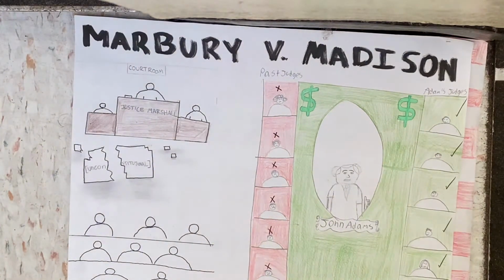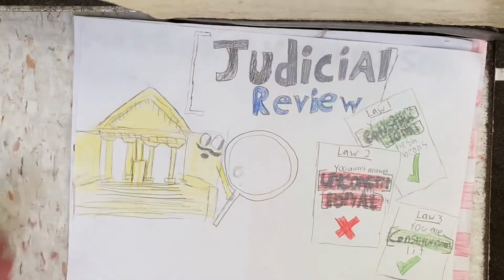John Marshall argued that when the Constitution and a regular law were in discussion, something had to be done to the Constitution. In addition, it was the Supreme Court's job to interpret the law and the Constitution. In conclusion, the Supreme Court ruled the law as unconstitutional, laws that are invalid and may not be enforced, and established the principle of judicial review.